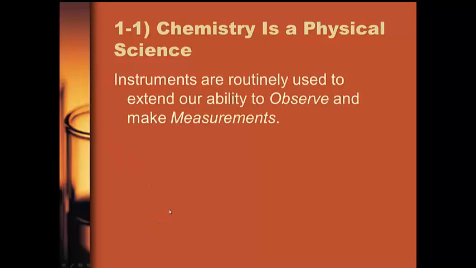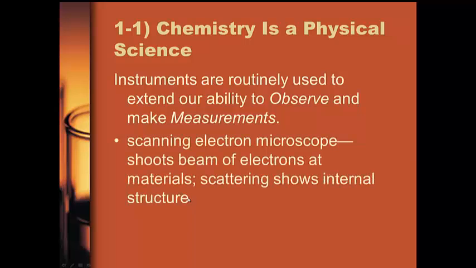Instruments are routinely used to extend our ability to observe and make measurements, which are pretty much the basis for any scientific discovery. A common one is the scanning electron microscope. A regular microscope shoots light, which is made up of photons, towards an object, and it bounces off the object. If the object is too small, the light basically just bends around it and you don't get any reflection. With electron microscopes, you're shooting an electron beam at the substance. This gets shot back, and a computer processes it and gives you an image of the object.